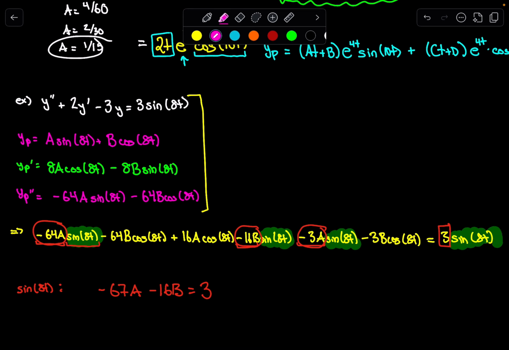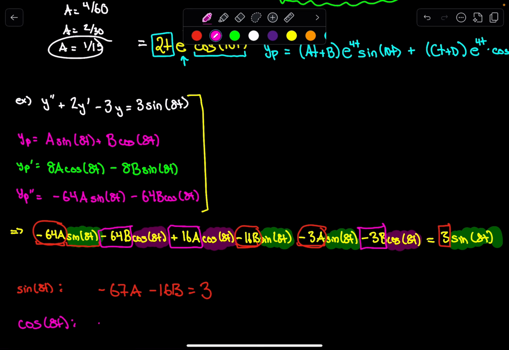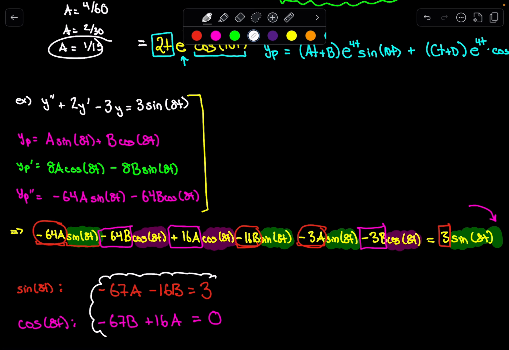And then I can ask myself, how many cosine of 8t's do I have on both sides? And so, again, I'll take note of this. I have a minus 64b, a plus 16a, and another minus 3b of them, so that's going to give me a minus 67b of them. And then we have the plus 16a of them on the left side. But how many do we have on the right side? Well, on the right side, we have none of them. This should equal 0.